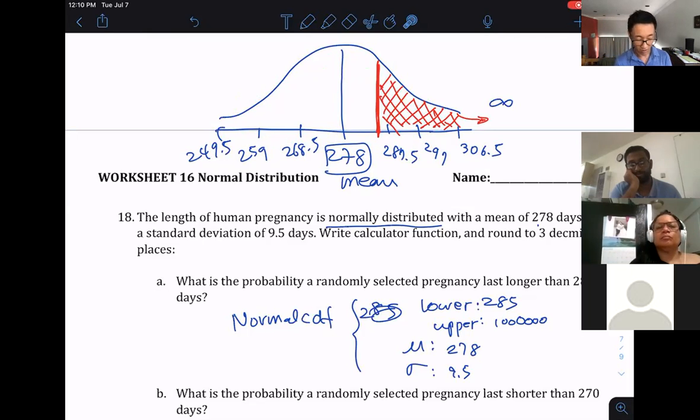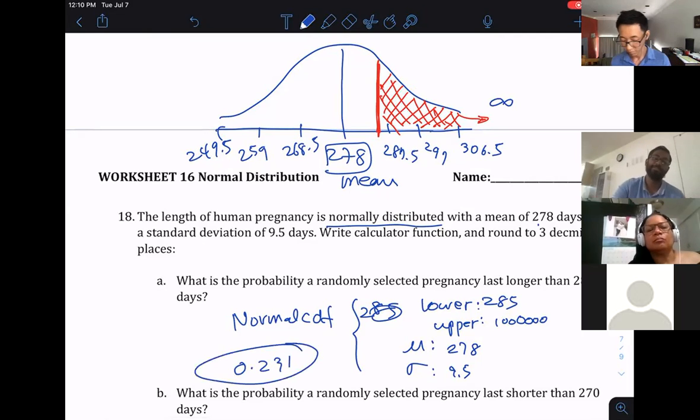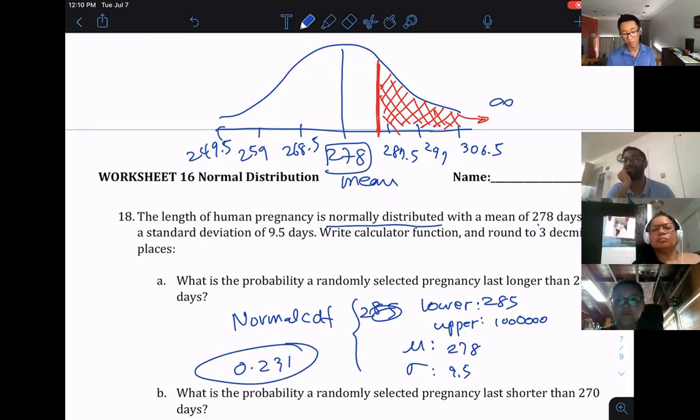So good. Okay, normal CDF. It's about 0.231, so about 23%. Okay, that makes sense. So we kind of guessed. We slightly overestimated. I thought it was going to be like 30%, but my graph is not to scale.